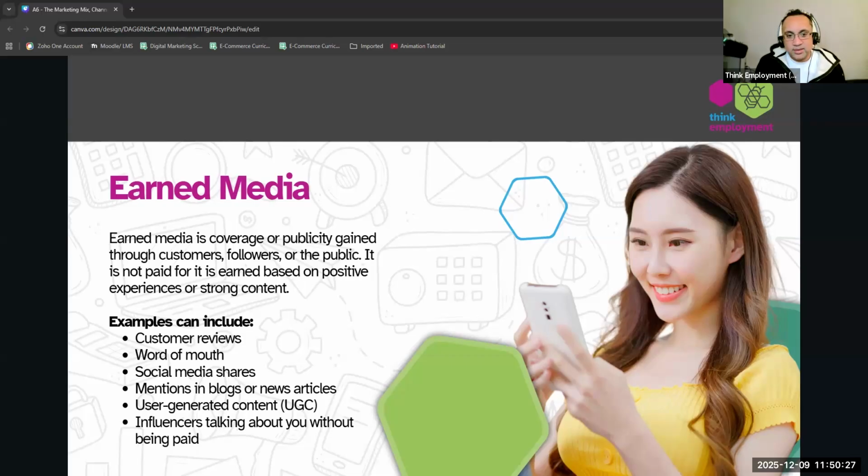Social media shares, that's earned media. Every time somebody shares something, you've earned that. This is action that your customers are taking and you're benefiting from. Mentions in blogs or news articles, user generated content. It could be that you're doing a competition or getting people to create something for you, or it could be that people are writing articles about your company, right?